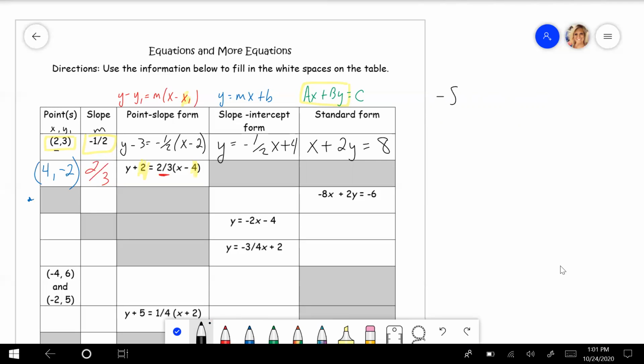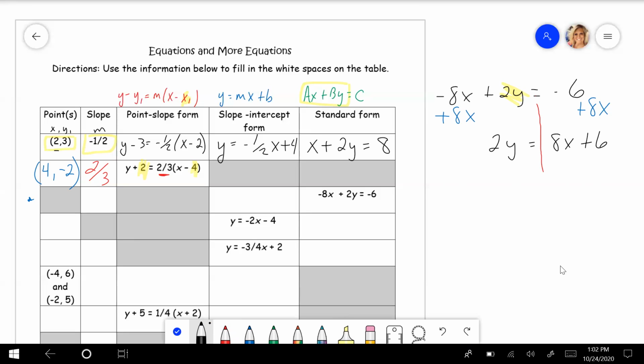So it's -8x plus 2y equals -6. At the equal sign, I'm going to draw a dotted line. I need to get the y by itself. So the first thing I'm going to do is add 8x to each side. So I get 2y equals 8x plus 6.